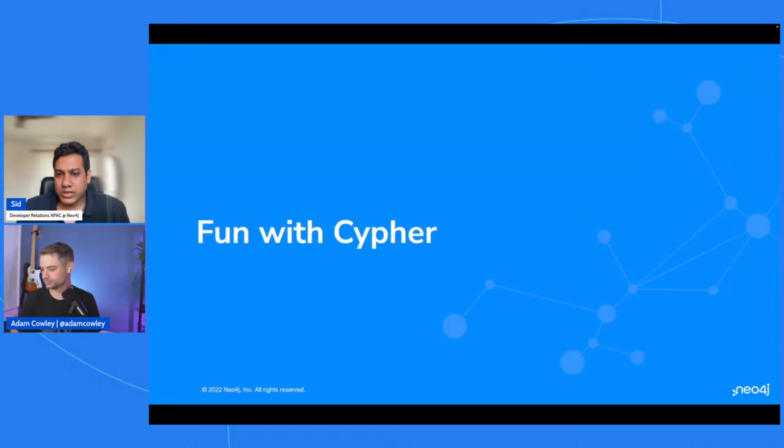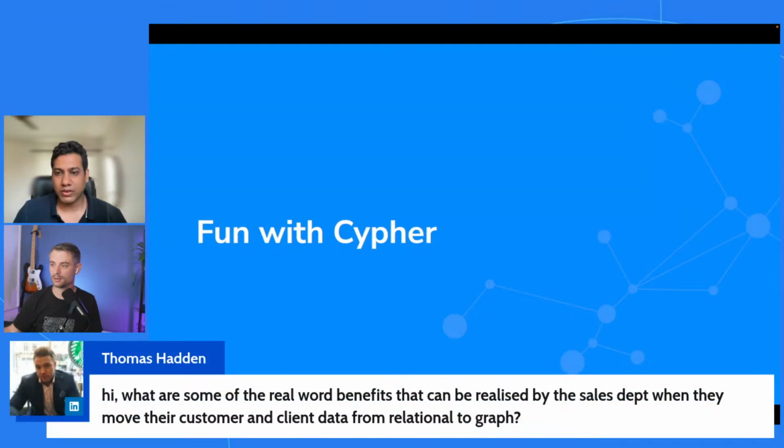Sure. There's one question. I think probably we can take this towards the end. This is not specific to Cypher, but more in general about graph modeling. You want to take it up now, or do you want to take it up later on? Yeah, let's go now. Okay. The question is, what are some of the real-world benefits that can be realized by the sales department when they move their customer and client data from relational to graph?